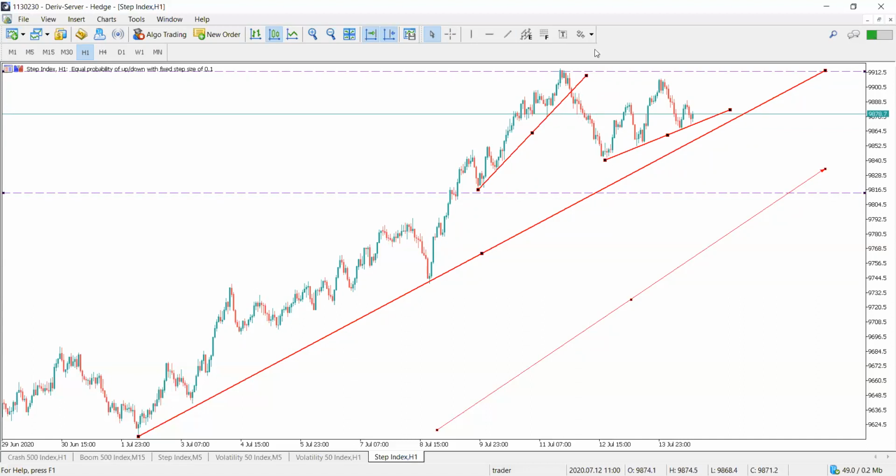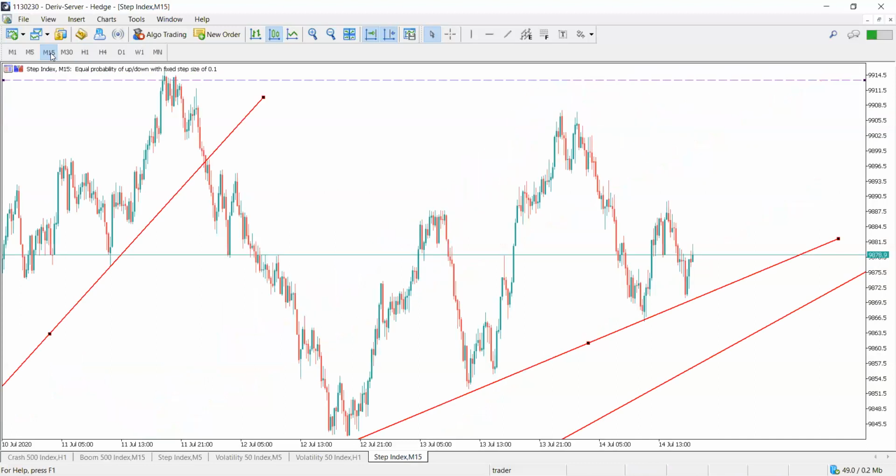Now we want to enter this market. I'm left with little time. I want to enter this market. When I go to the M15, look at what the M15 is giving me, same place, same scenario. You see what the M15 is giving me? It means that here, I was going to enter my buy.